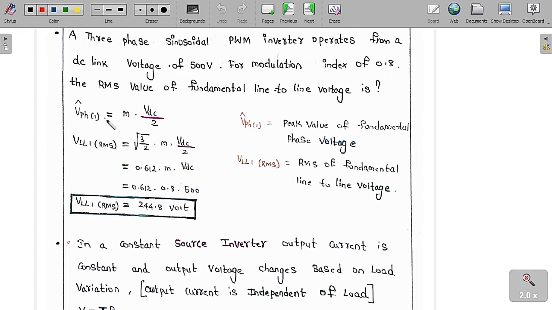If you want to find the RMS of the fundamental line-to-line voltage, it is peak value by root 2, which is root 3 into Vm by root 2. The line voltage peak value is root 3 Vm, so root 3 into the phase voltage peak value, M into VDC by 2, by root 2. If you solve this, we are going to get 244.8 volt. Therefore, the RMS value of the fundamental line-to-line voltage is peak value by root 2, where the peak value is root 3 into the maximum value of the phase voltage.